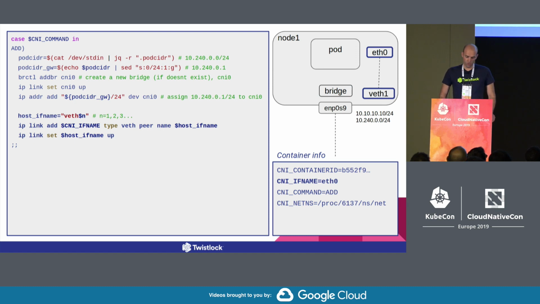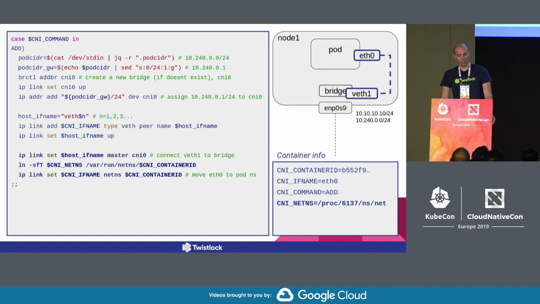The next thing that I need to do is to create the veth pair. So I need to calculate a random name for the device that is going to reside on the host, because it has to be unique. I'm going to use the ip link command to create the pair. I'm going to say, create a veth with one end called CNI_IFNAME, which is the name that I was told by the kubelet, and its peer to be the name that I calculated for the host. And then I'm going to enable it.